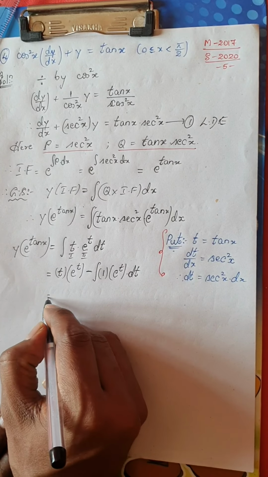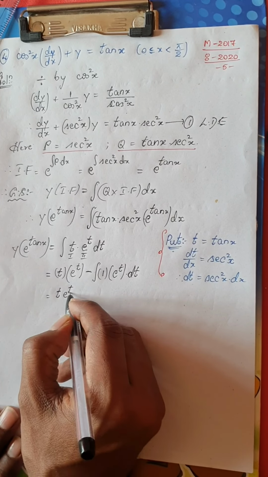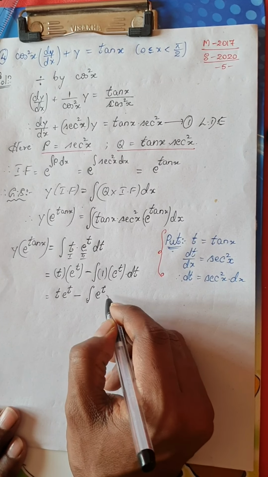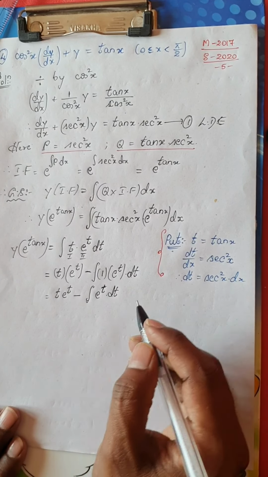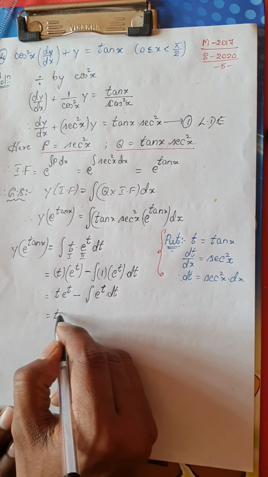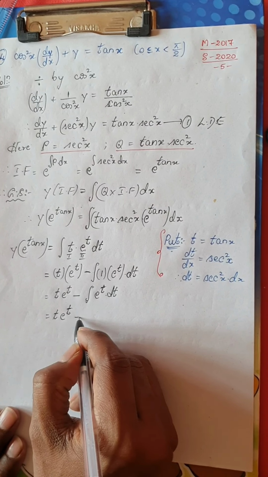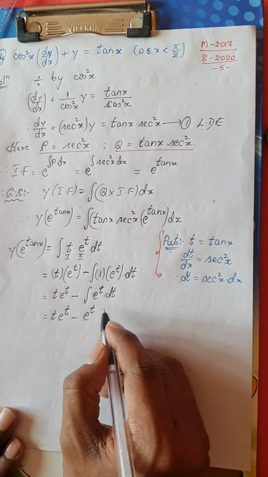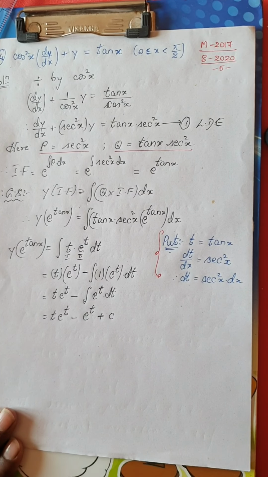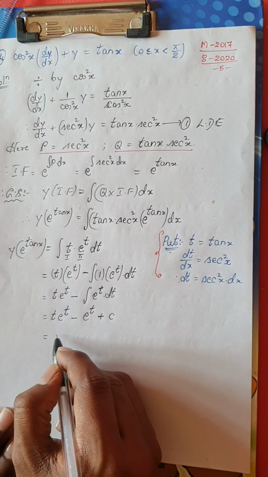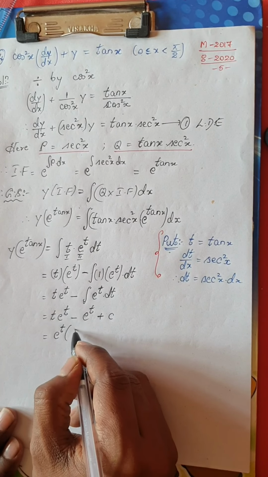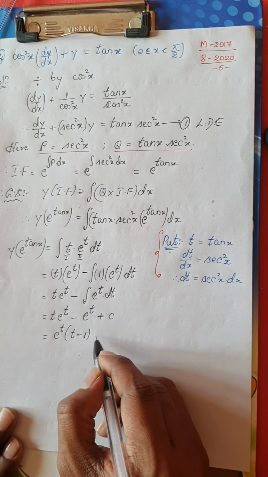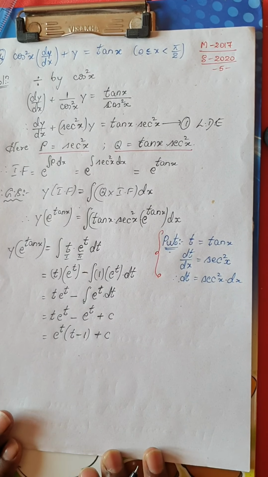Okay, so this would be nothing but t into e power t minus the integral of 1 into e power t, which is simply e power t dt. That is nothing but t into e power t minus, what is the integral of e power t? It is simply e power t, plus c. In both the terms I have a common term e power t, so the remaining term is e power t into t minus 1 plus c, which is a constant.